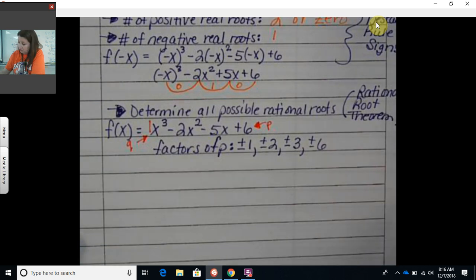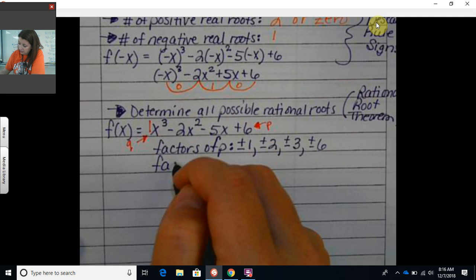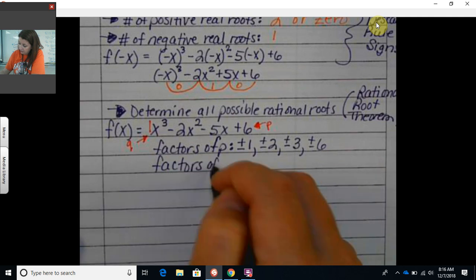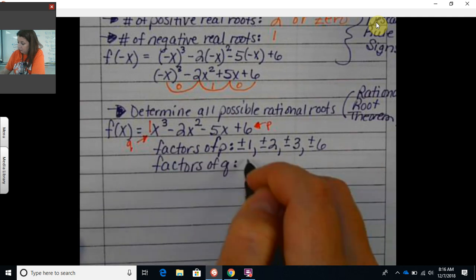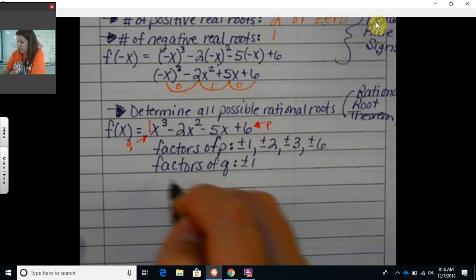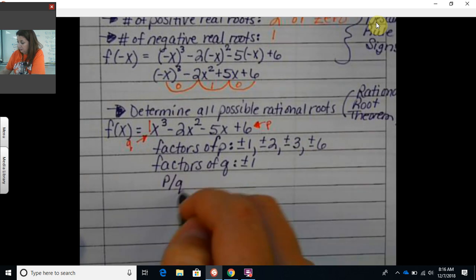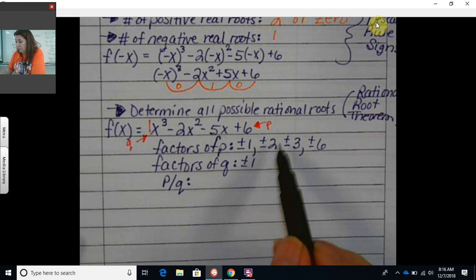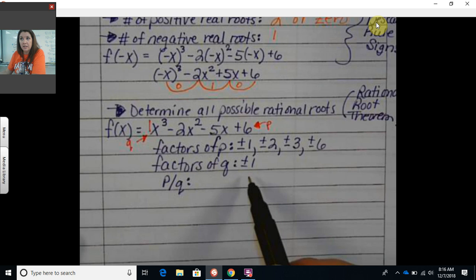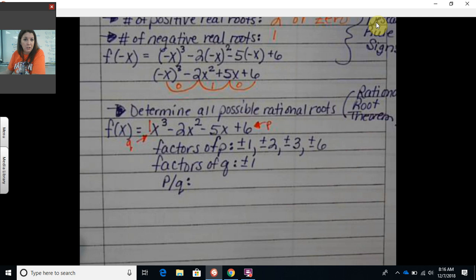Factors of Q, well, that's easy. What do I have? Positive and negative 1. So when I do P divided by Q, since Q is a 1, 1 divided by 1 is 1, 2 divided by 1 is 2, 3 divided by 1 is 3, 6 divided by 1 is 6. So it's just basically going to be the same as the factors of P, right? But if Q is any number other than 1, then you're going to have probably some fractions in there.